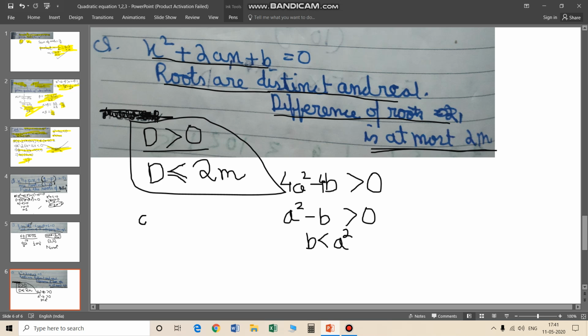Same here, sorry, here again 4 will come because it's not 0. 4a square minus 4b is less than or equal to 2m, right? 2m.